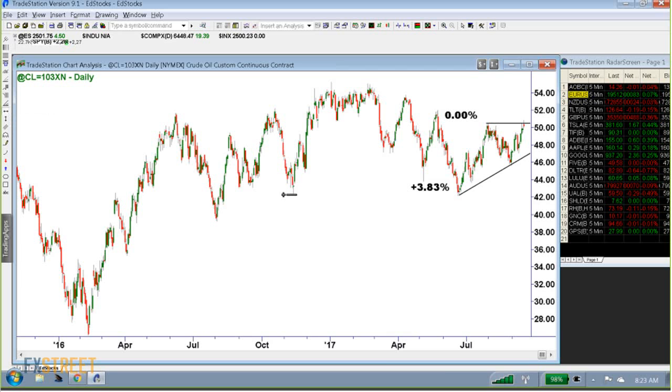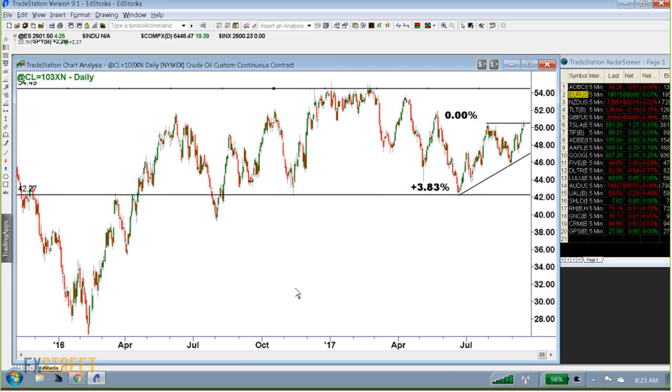So big picture, right? This has been one of the most boring markets out there. So this is for your context, right? If we go back, it's been over a year, we've been stuck between 42 and 54. And we're kind of in the middle here. But within this context, we're heading higher, gently higher.